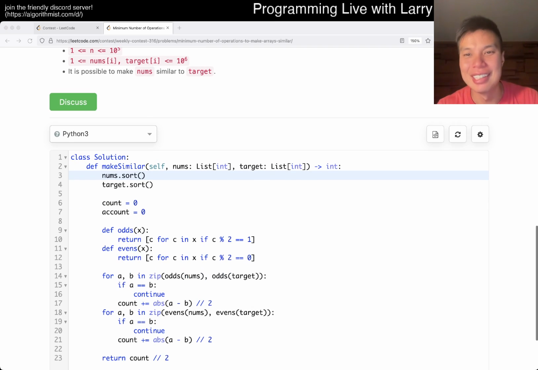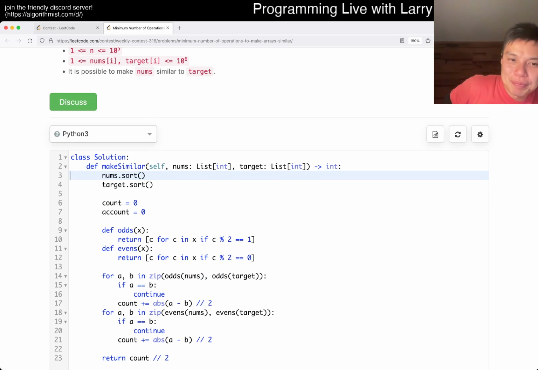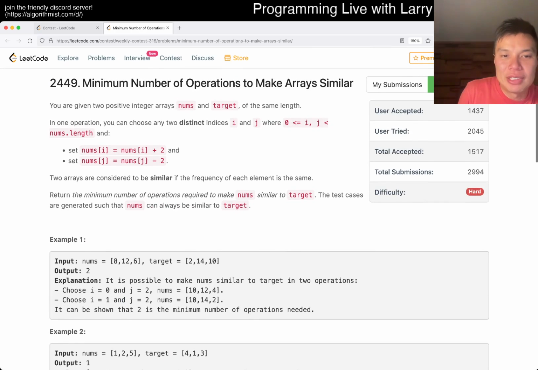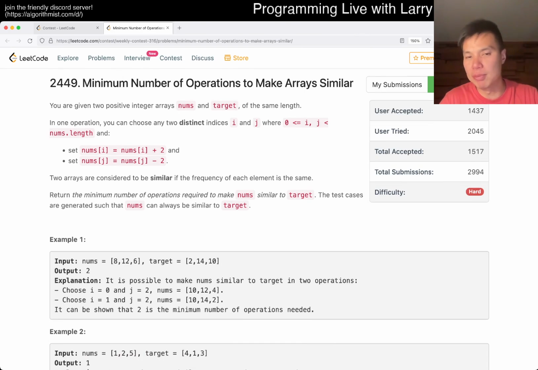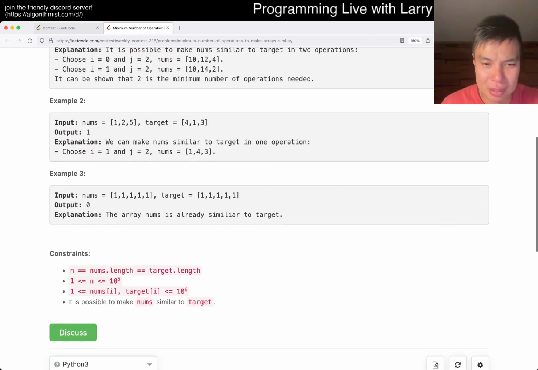Hope that makes sense. And the way that basically we do the plus and minus 2 is just keeping track of the parity, meaning that all the odd numbers can change into other odd numbers, and all the even numbers can change into the other even numbers. And if we do that, then that's basically it, really. And then it becomes what we just said.